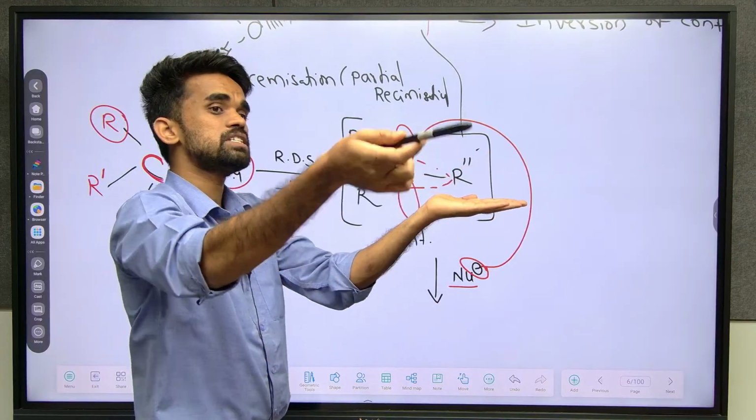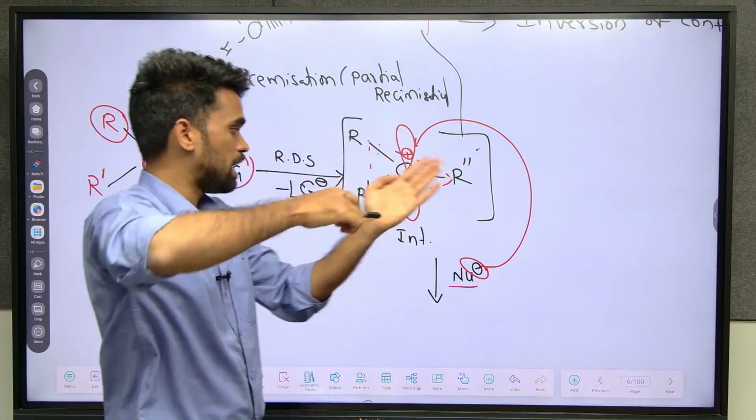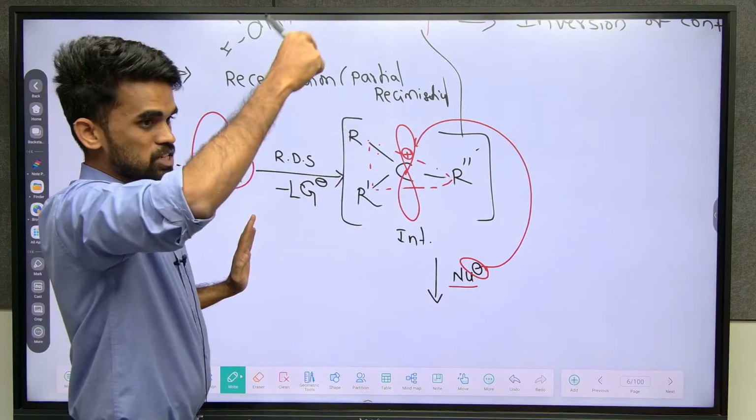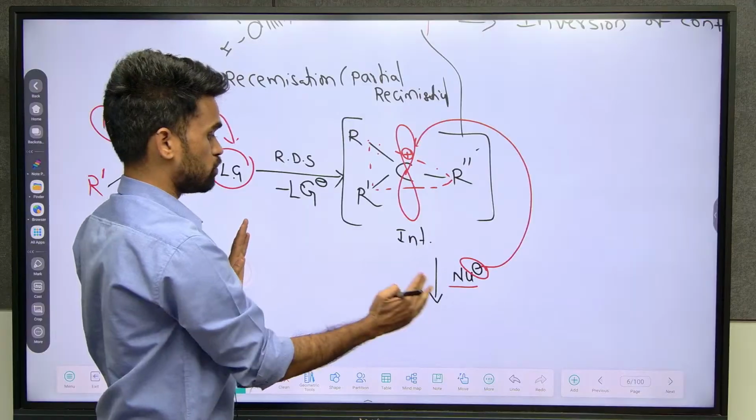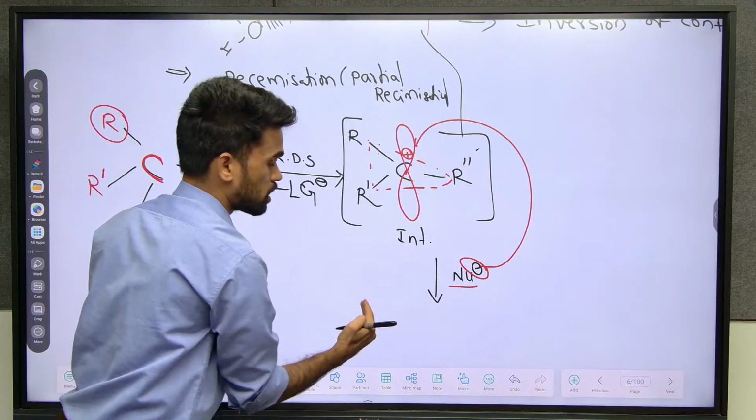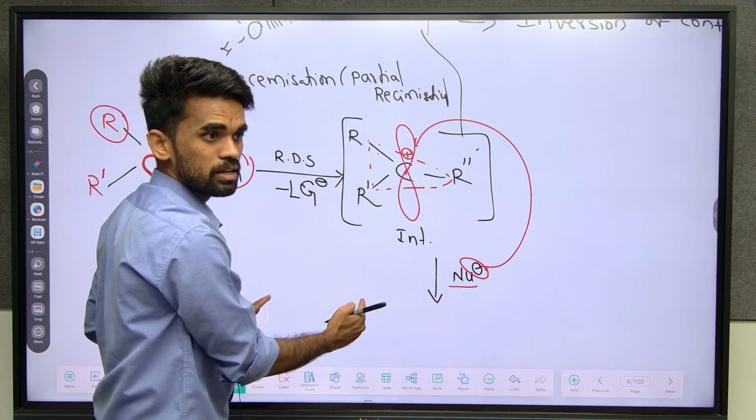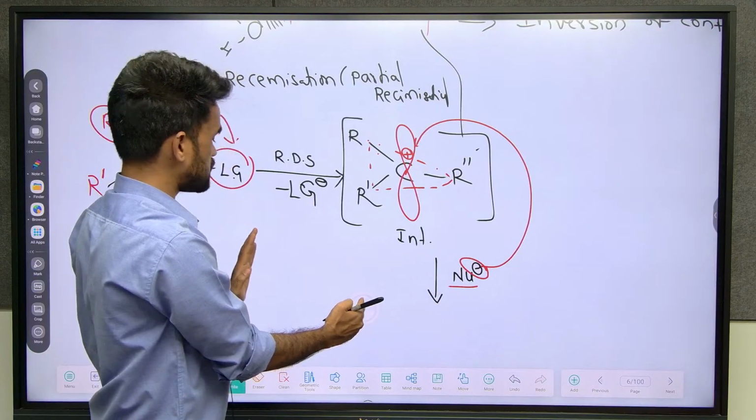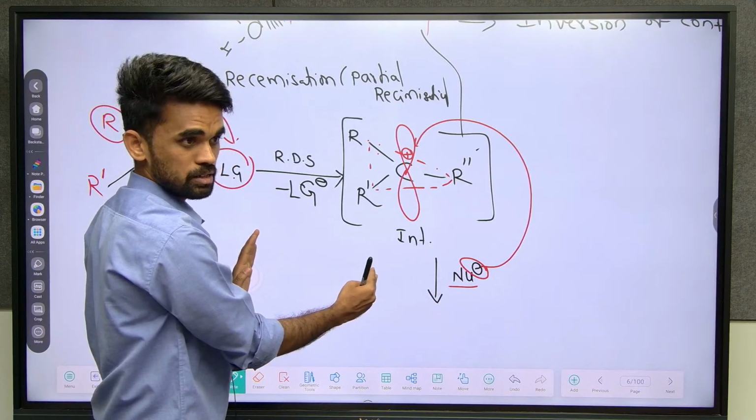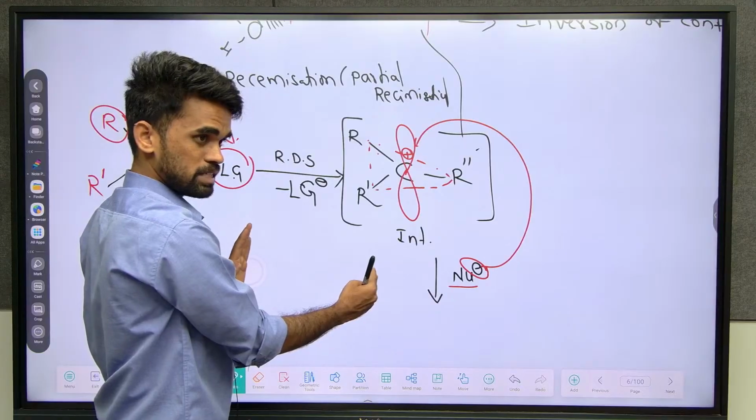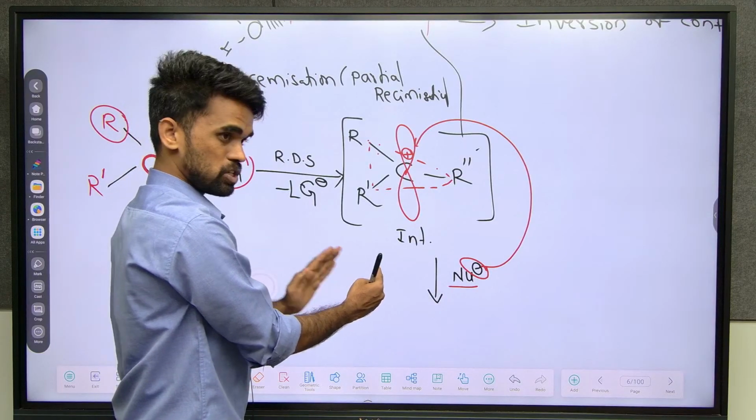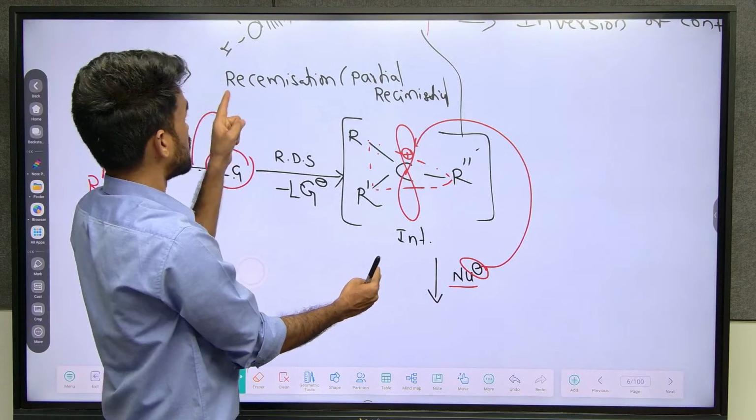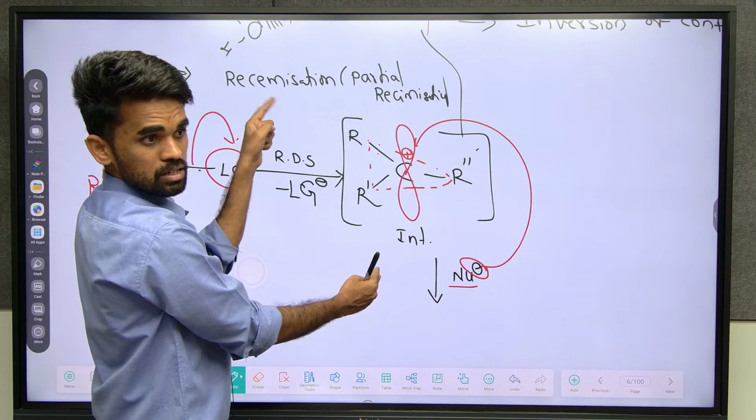So if it is coming from above the plane, we'll get one isomer. If it is coming from below the plane, we'll get one more isomer. The first isomer and second isomer are there, no? Those are called enantiomers. This is 50%, this is also 50%. So the equimolar mixture of two enantiomers is called a racemic mixture.